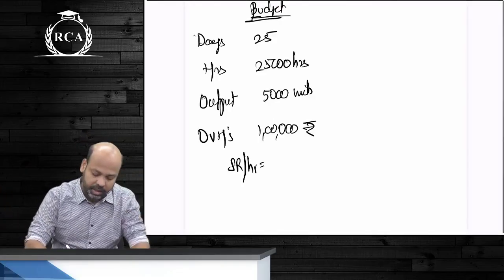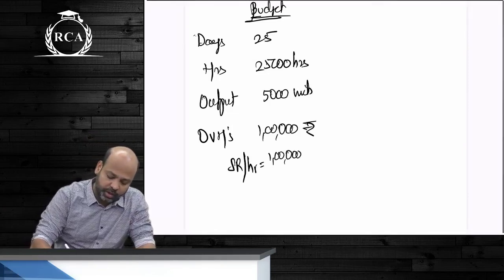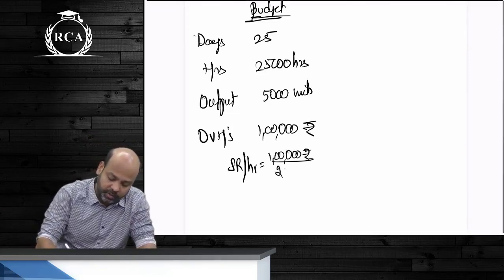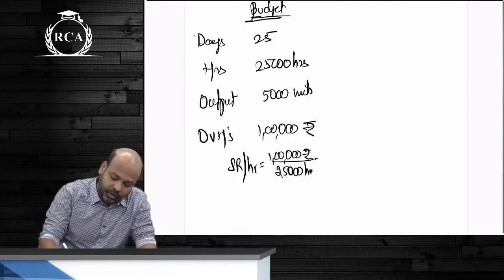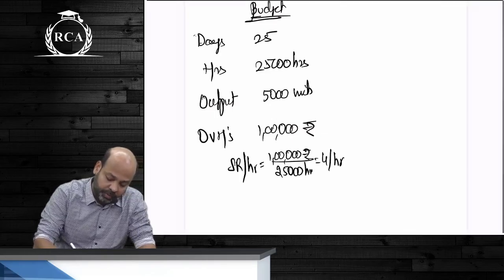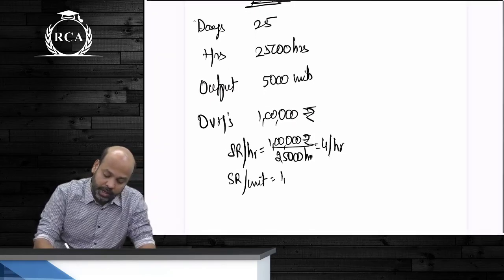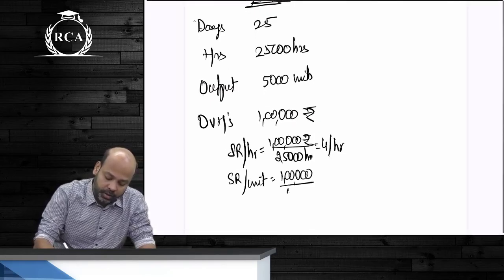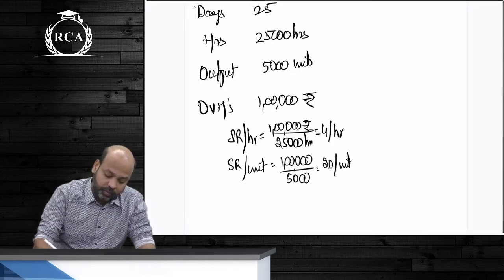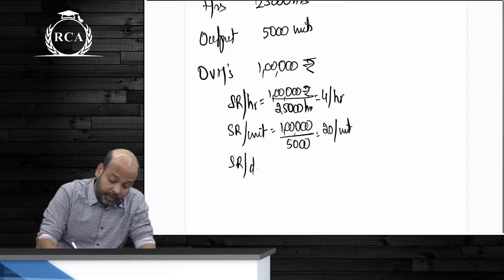Standard rate per hour, guys, as per the budget you were supposed to incur 1 lakh rupees over how many hours? 25,000 hours. So your recovery rate will be 4 rupees per hour. Standard rate per unit, if asked, 1 lakh you will divide by what? 5,000 units. How much will that be? 20 rupees per unit.